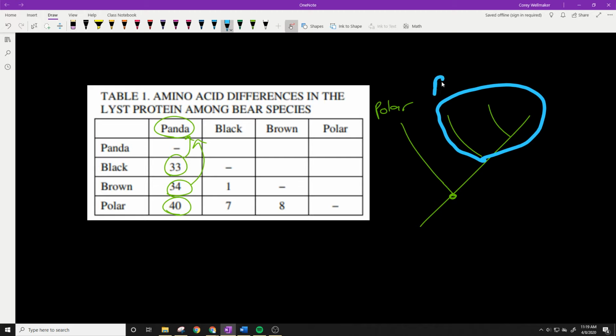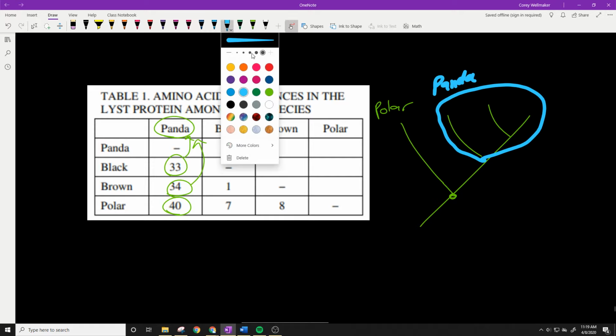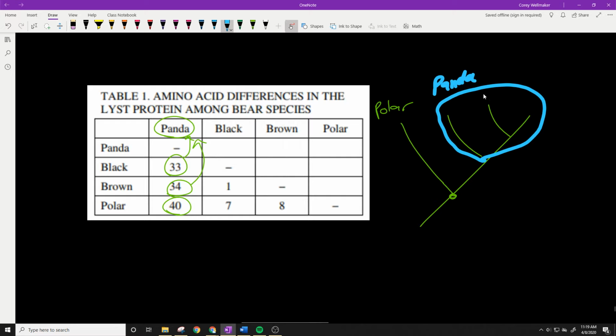So if we wanted to put our panda right here, and then brown and black. By doing that, you're saying that the panda is more closely related to the brown and black bear than it is to the polar bear. Right? But the polar bear only has 7 and 8 differences compared to the black and brown, but the panda has 33 and 34 differences.